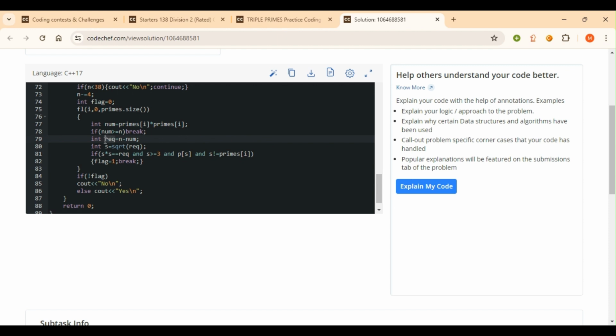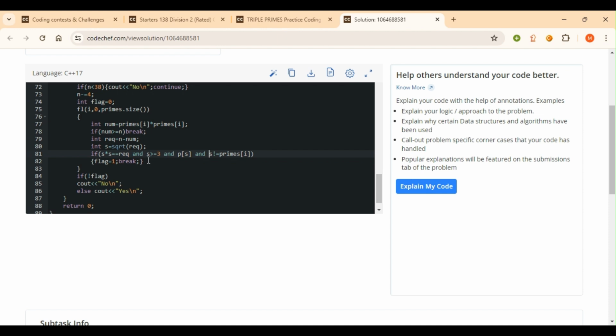This required is C squared, so its square root will be C. So sorry, its square root will be S. So this S is marked as C. So we are checking if it is a prime number or not, and S is not equal to primes of I. What does this mean? B is not equal to C, right?